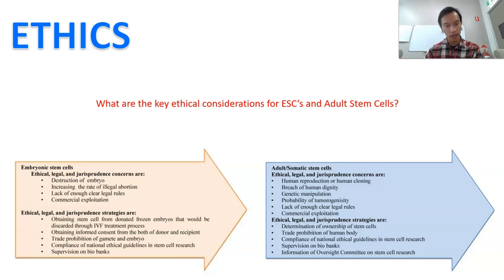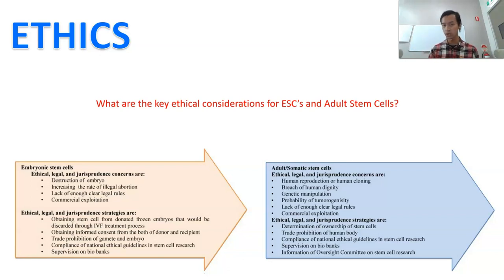Other things that might be for it could include that the stem cells come from donated frozen embryos that would have otherwise been discarded. In other words, we were going to throw these stem cells out anyway, so we might as well use them to actually save somebody else's life. Other things could also revolve around consent being a little bit easier if we are talking about donor and recipient, and then also you can regulate any sort of trade or compliance guidelines and supervising any sort of banks that we might have to tightly regulate and stop it from turning into something dodgy and illegal.